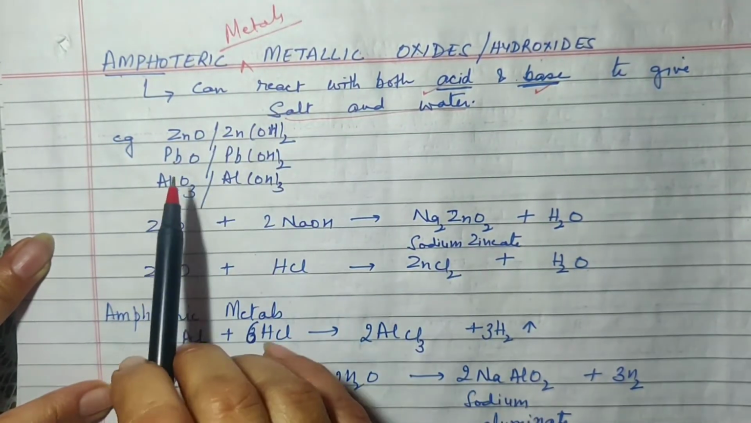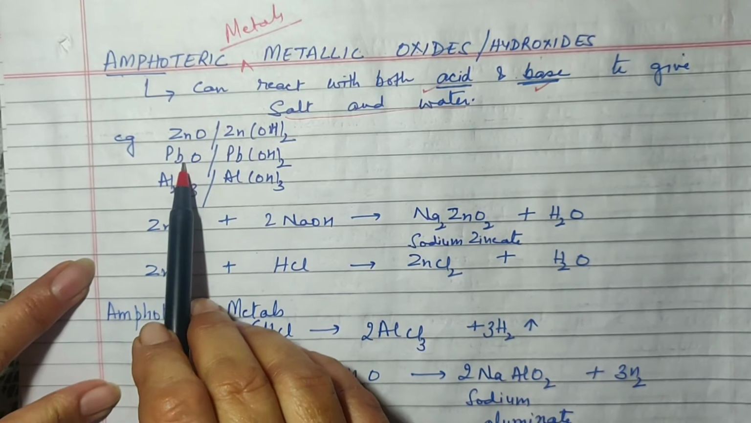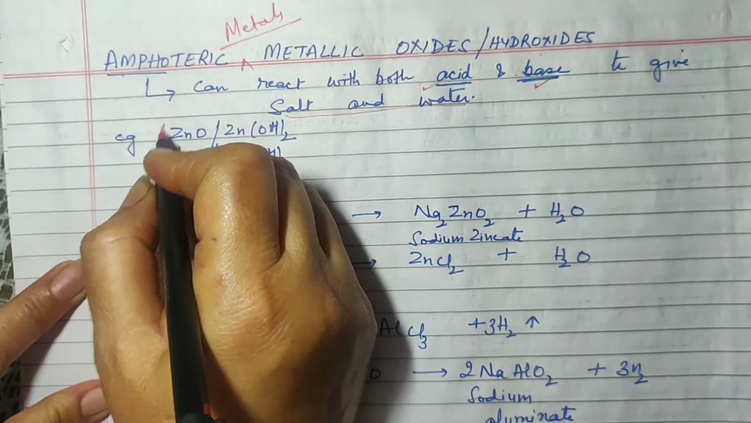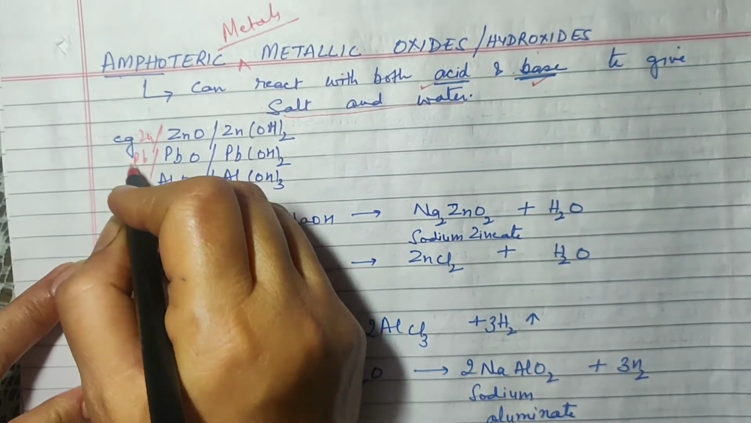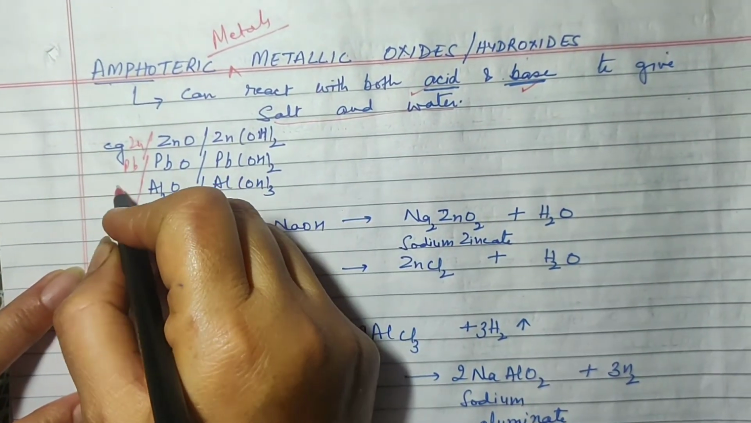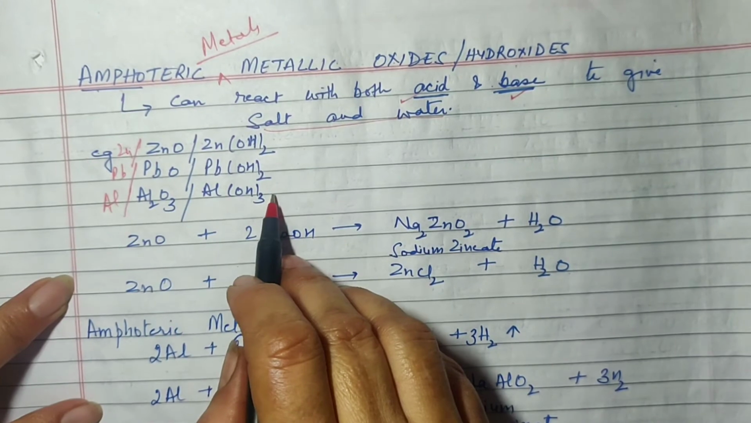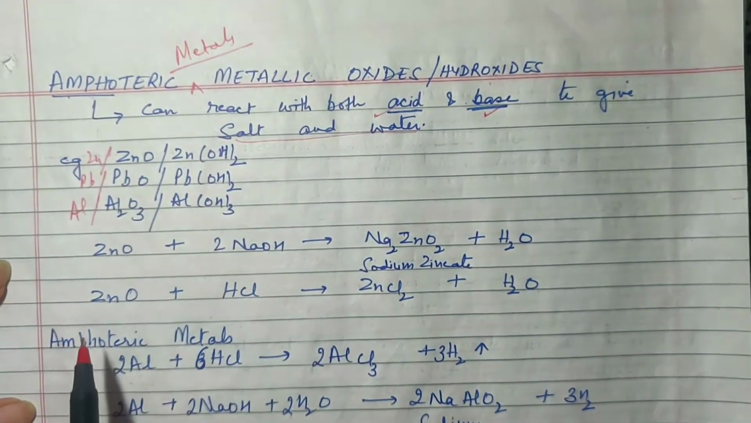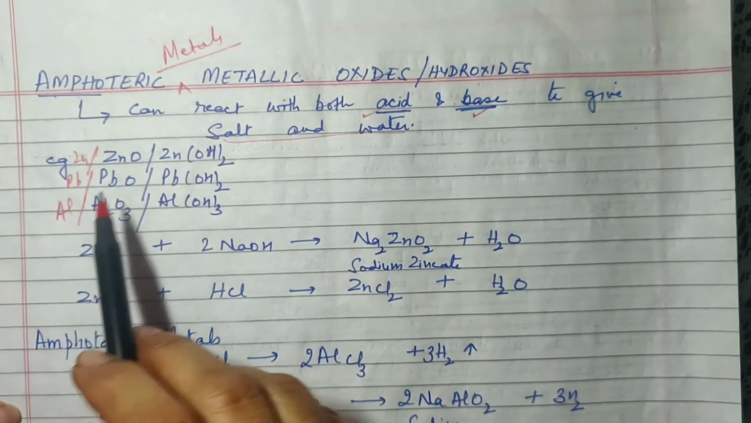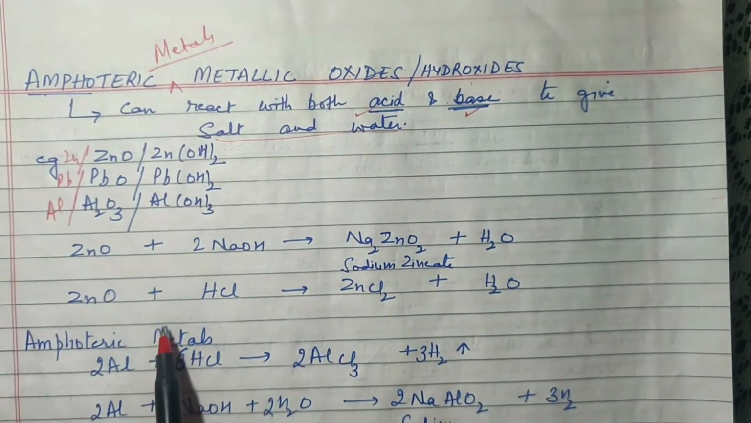I will just take the example of a few. For example, zinc, lead and aluminium. So zinc or zinc oxide or zinc hydroxide, lead oxide and lead hydroxide, or aluminium oxide and aluminium hydroxide are amphoteric metals or oxides or hydroxides. Similarly, we have tin also, but anyway, we will limit ourselves to these three.